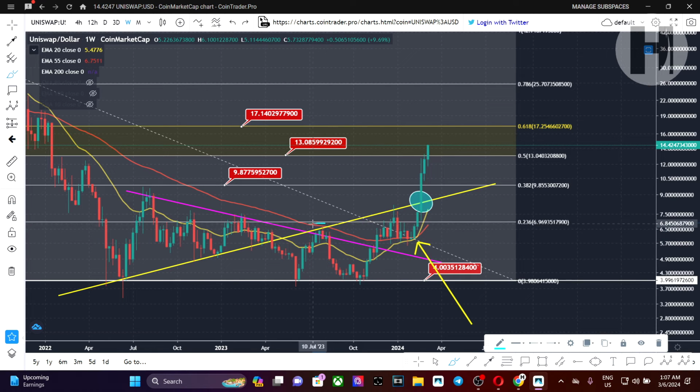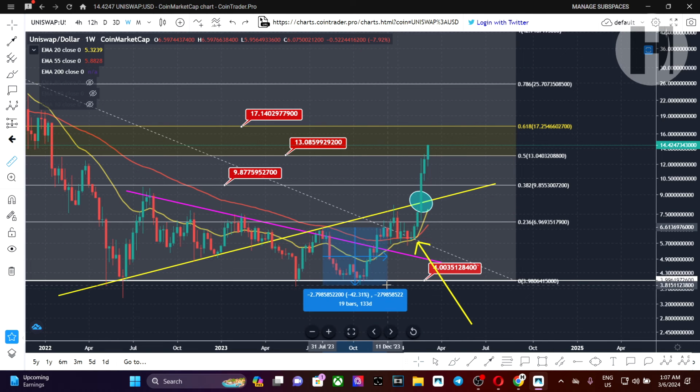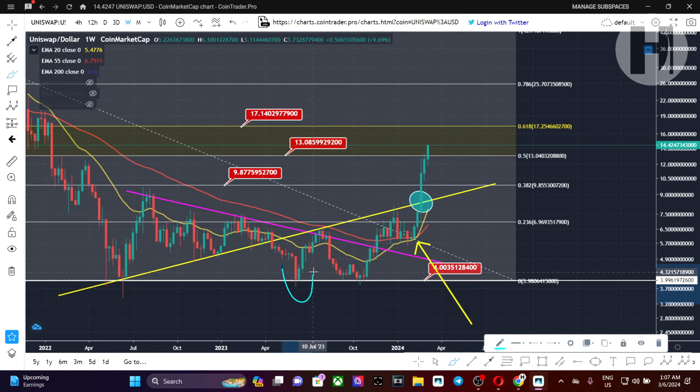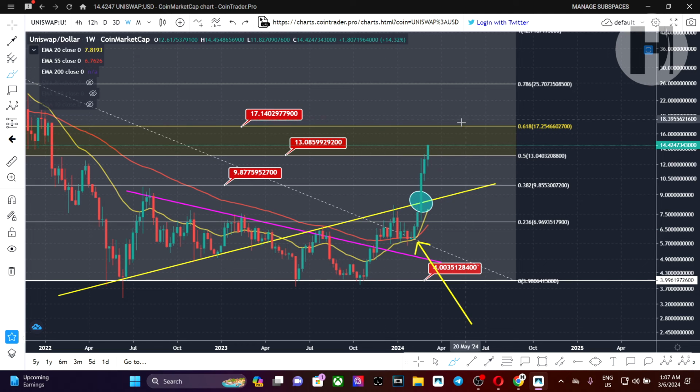That was also a backtest of the 55 EMA on the weekly. And from there, we did see a dip of approximately 42%. So this was a really, really good exit point. And then we, of course, printed this double bottom pattern there, and we had the breakout. And look at us doing so well with Uniswap.